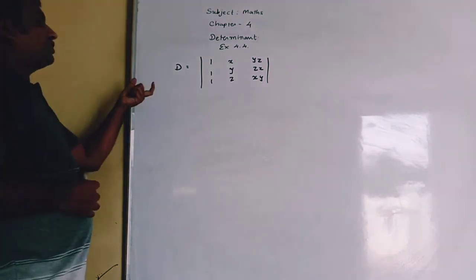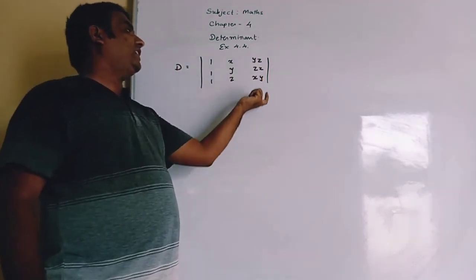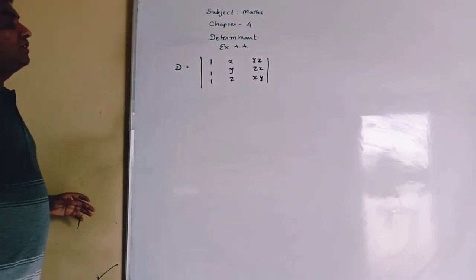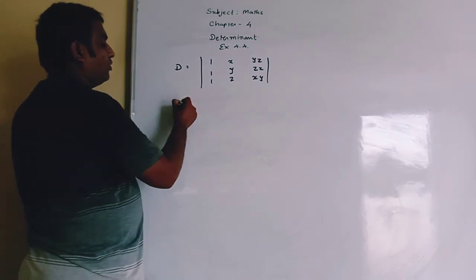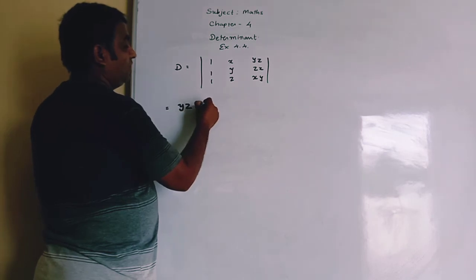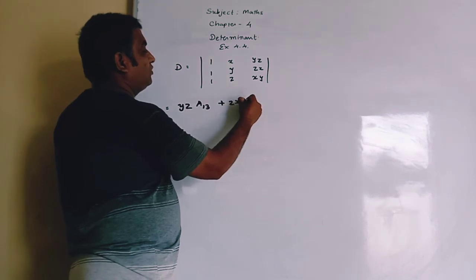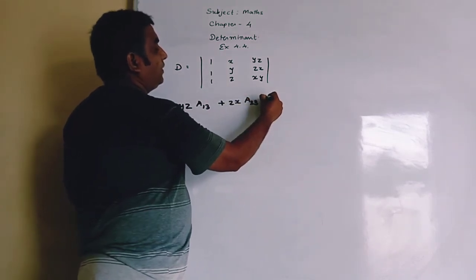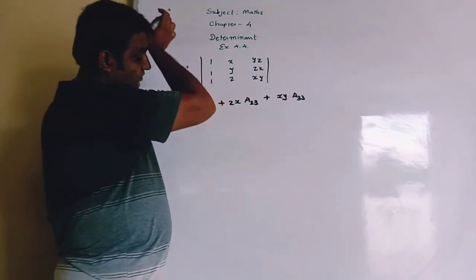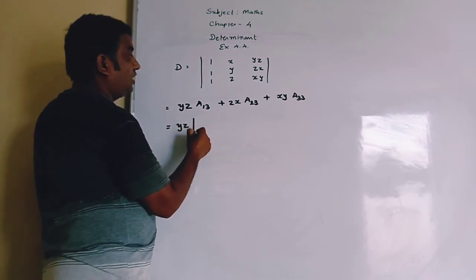Now we are given the next question: the determinant D is given with rows 1 1 1, x y z, and yz zx xy. Using the third column cofactors, evaluate D. So third column cofactors means yz into A13 plus zx into A23 plus xy into A33.